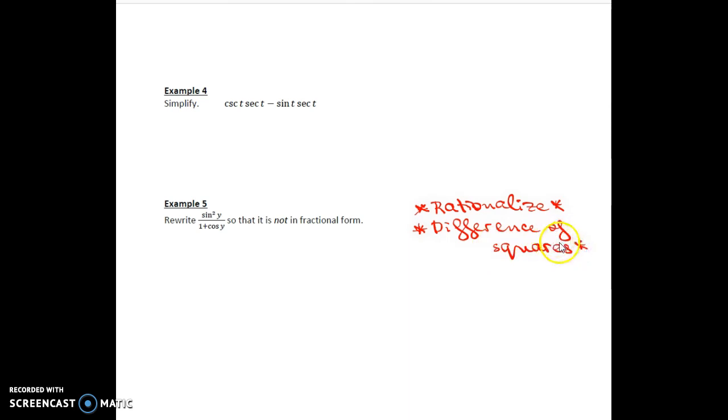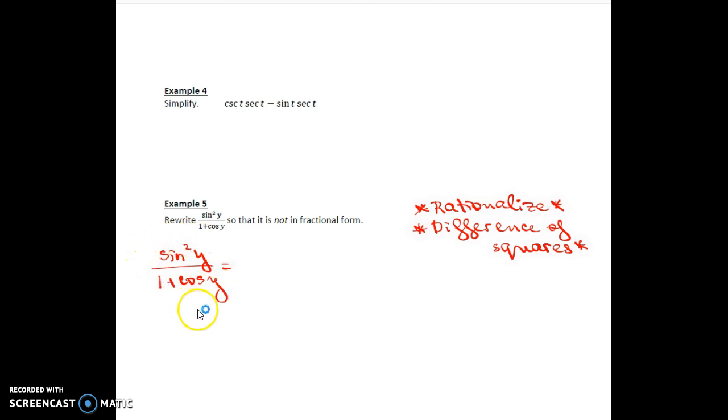But wait a minute, I don't see any difference of squares right now. What I do see is 1 square. We have sine squared of y. I want you to look at the Pythagorean identity and see what you can replace sine squared of y with. It looks like sine squared of y is equal to 1 minus cosine squared of y. So we're going to do that first.